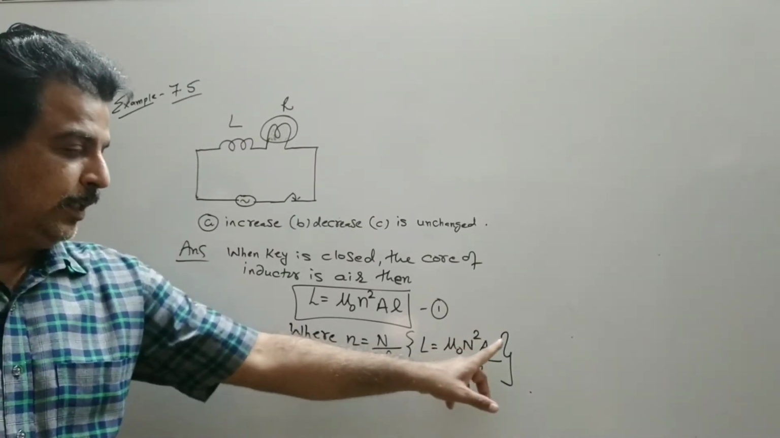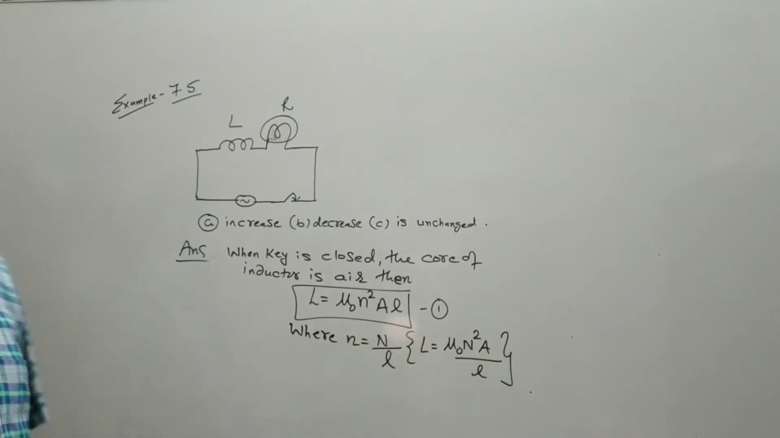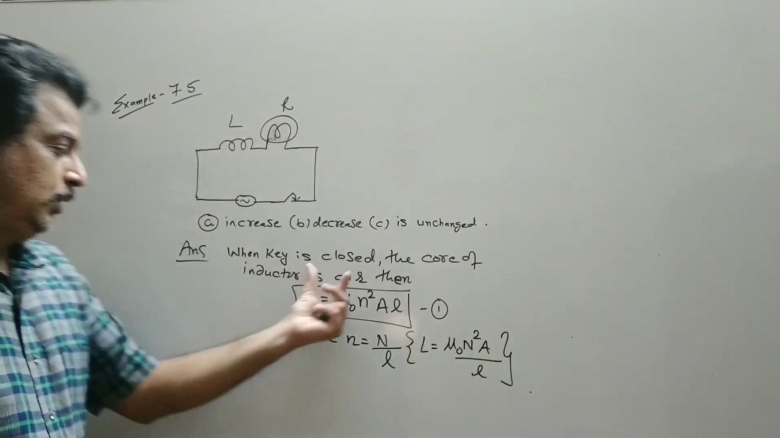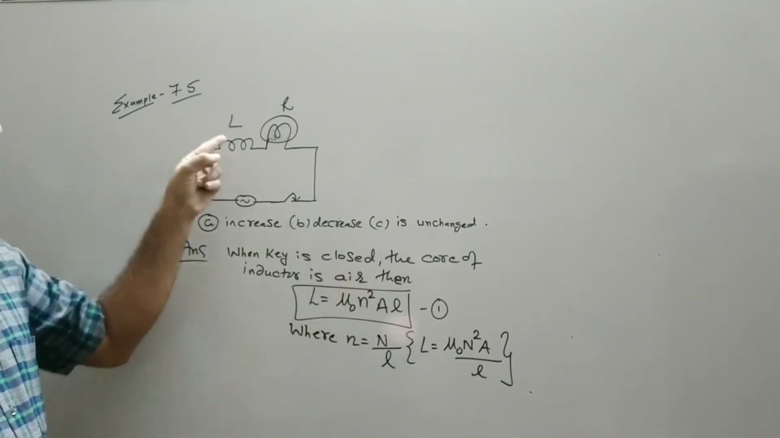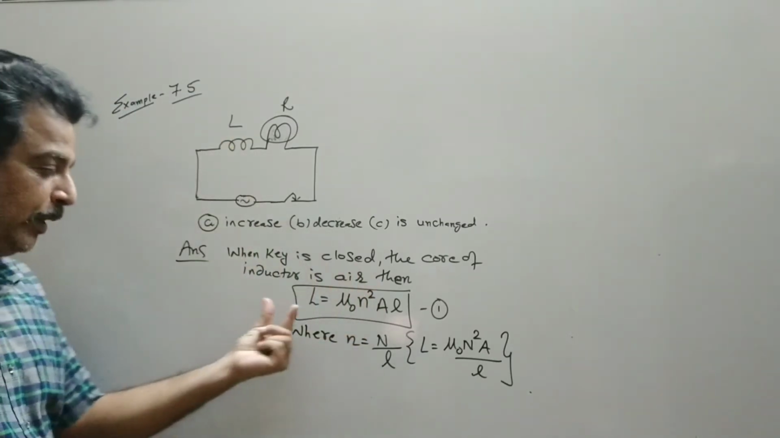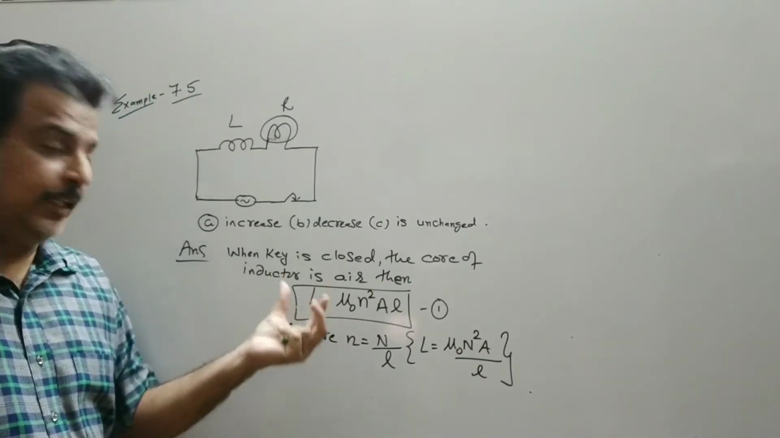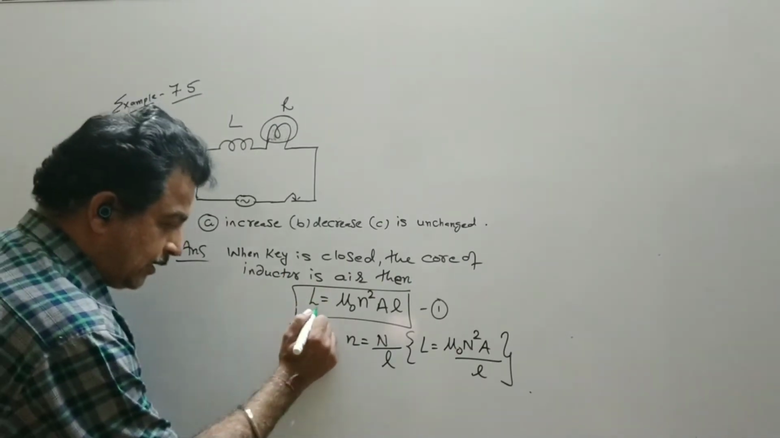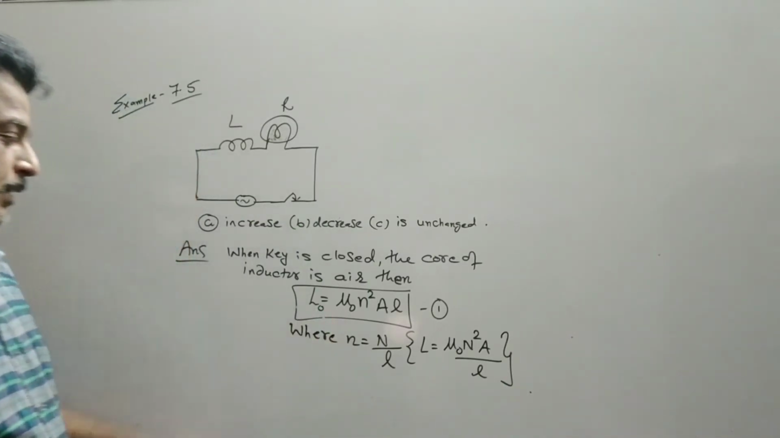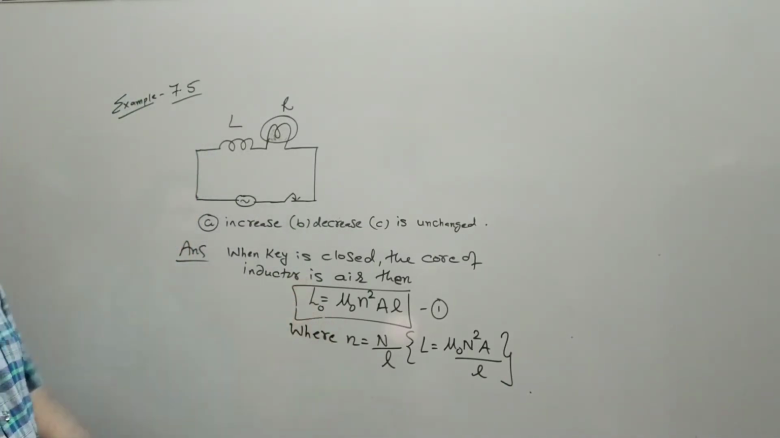If the medium or the dimension does not change, only the number of turns increase or decrease. Now we inserted the iron rod. So what will happen to inductance? The inductance value will increase because the medium is changed. Let us name this inductance to be L naught.